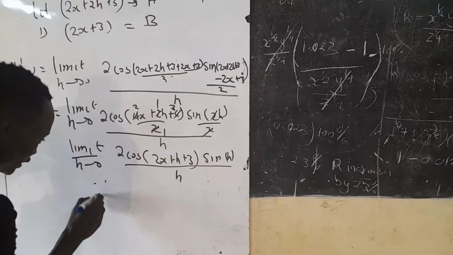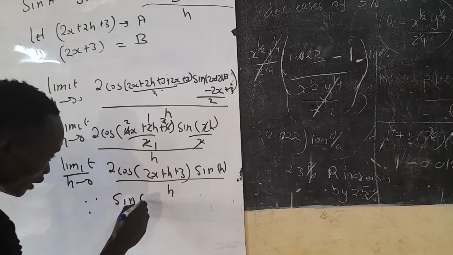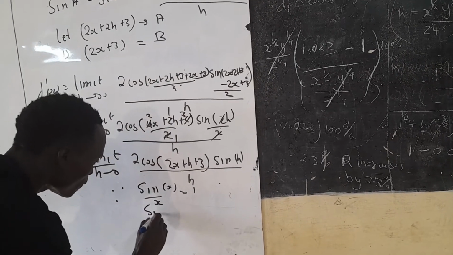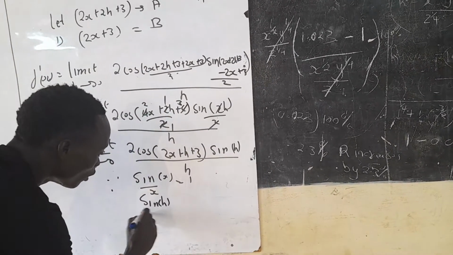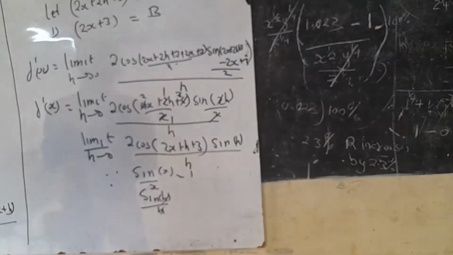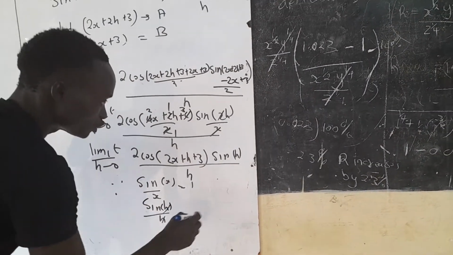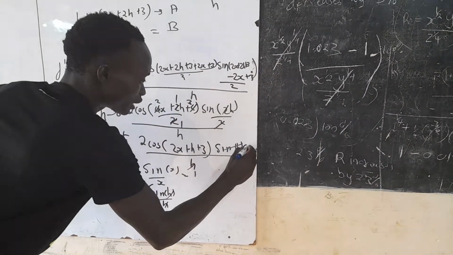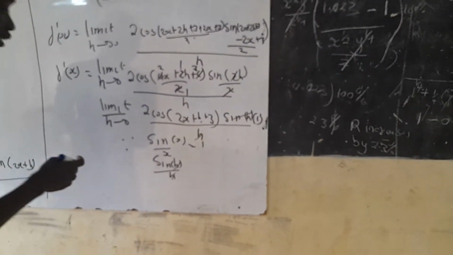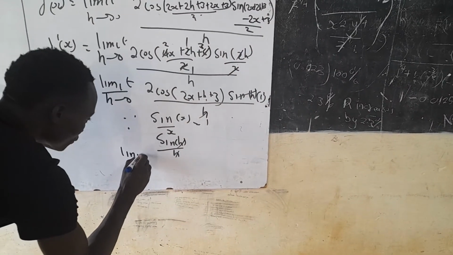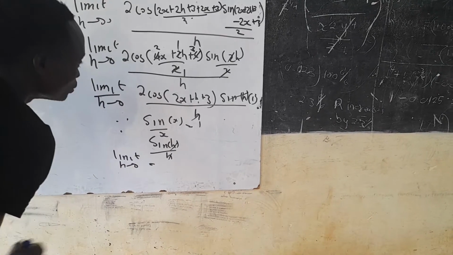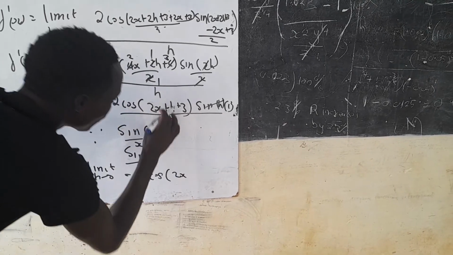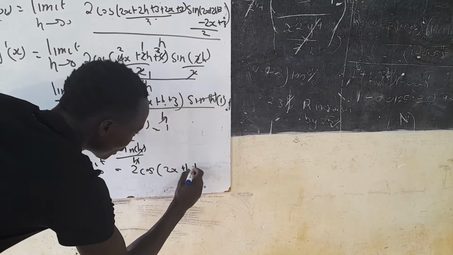Now there's also a formula which says when you have sine x over x, the limit is equal to 1. So when we have our sine h over h, this will be 1. So when there is sine h over h, it is replaced by 1, such that they cancel each other. So here we will have 1. So 1, if you multiply with all of this, you will get that our limit now as h is approaching 0 is 2 cos of (2x + h + 3).